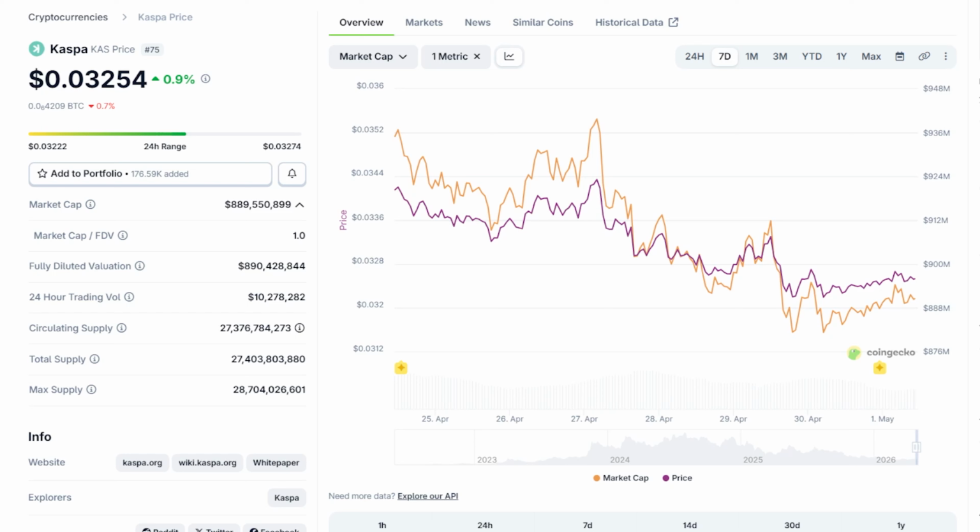A bearish scenario becomes likely if the 0.034 level is lost. In this case, a pullback to 0.032 and then to 0.030 is possible. If selling pressure intensifies, the price could drop to the 0.027 to 0.025 range. This would indicate that the market is not yet ready for an upward move.